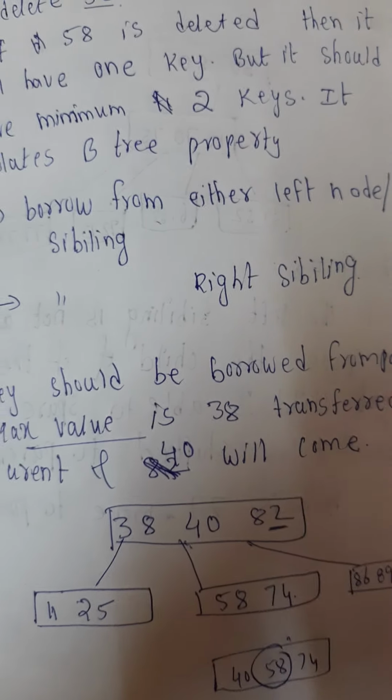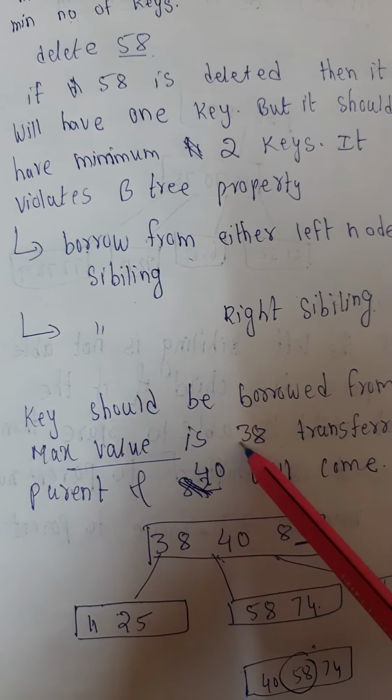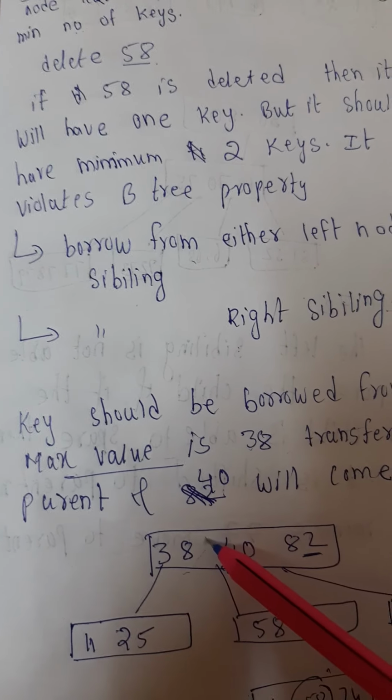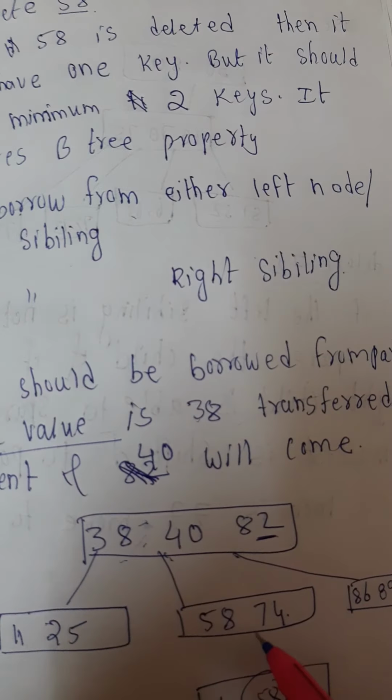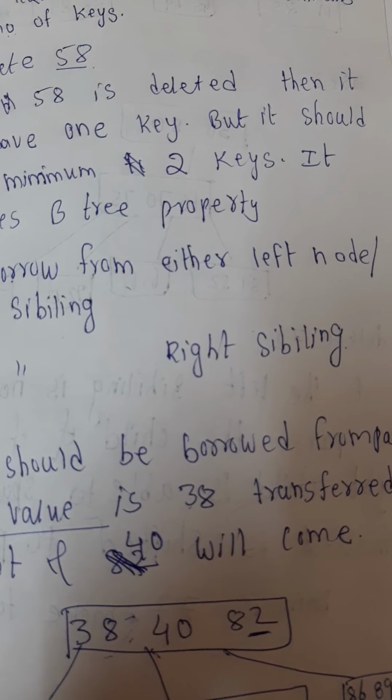So key should be borrowed from parent and maximum value is 38. Just now I said maximum is 38, so it should go to the parent now. So it is going to the parent. So after going to the parent, what do you have? 11 and 25 you have. And next you have is 58 and 74, and these are the values you have in the right.